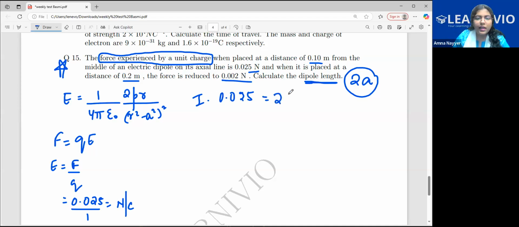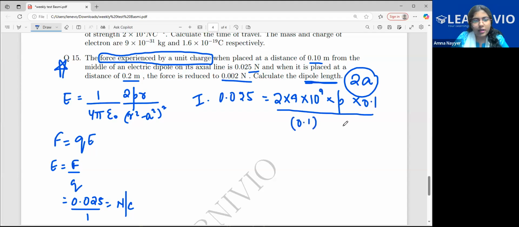Now K is 9 into 10 to the power 9. 2K, dipole moment we don't know. Is it given as electron? No, it's not given. So let's just write it as P only, because we don't know. We can calculate the dipole eventually. R is given as 0.1, divided by R square minus A square, that is 0.1 whole square minus A square, to the power whole square. Like this. This is your first equation.